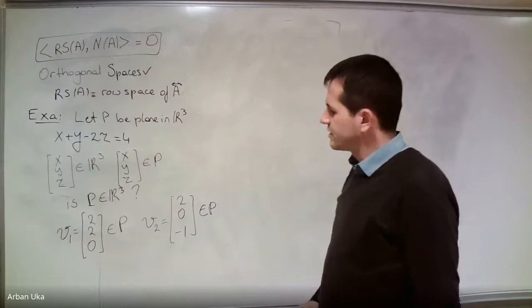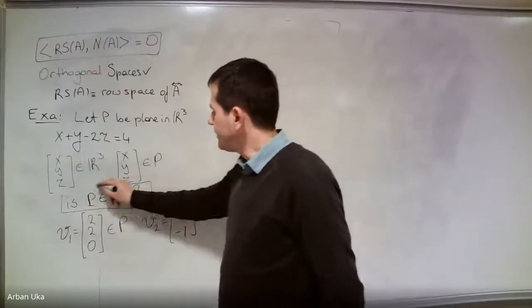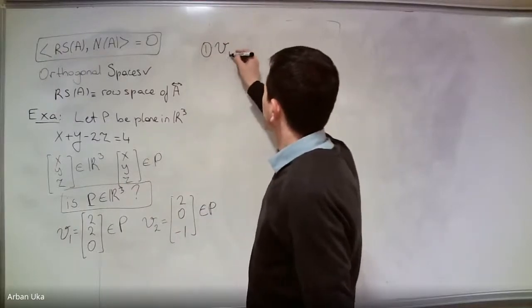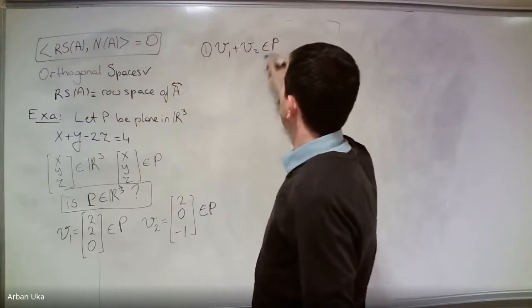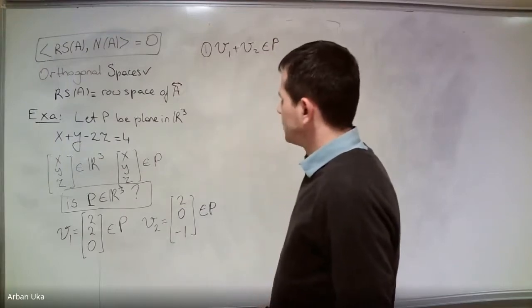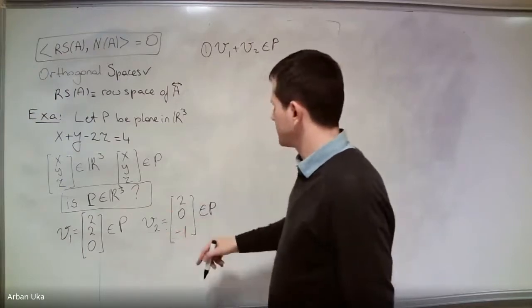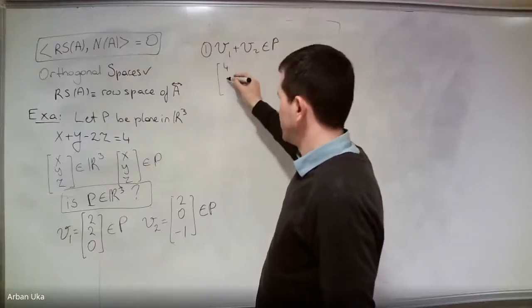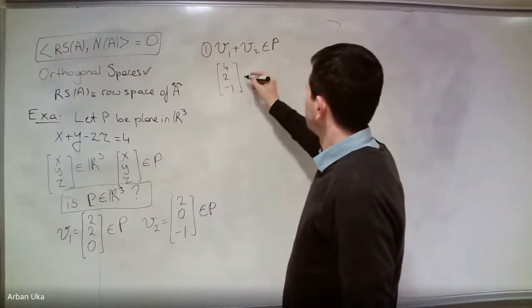Now, the question is, we have not answered this yet. What should we do? The first thing we can check is the following: is V1 plus V2 an element of plane P? So let's try to check that. V1 plus V2 is what? It's (4, 2, -1).